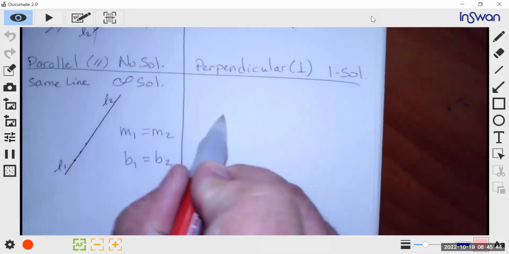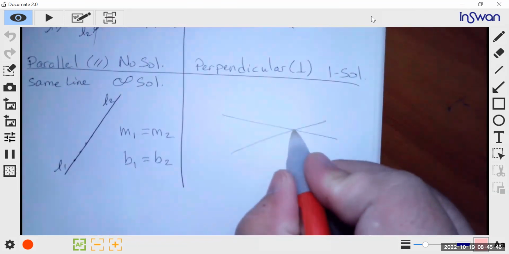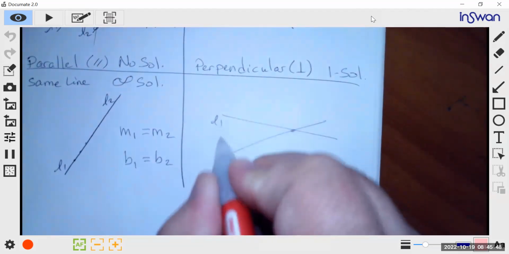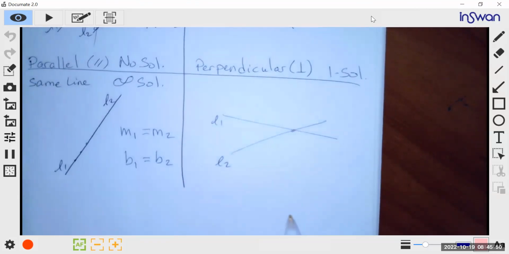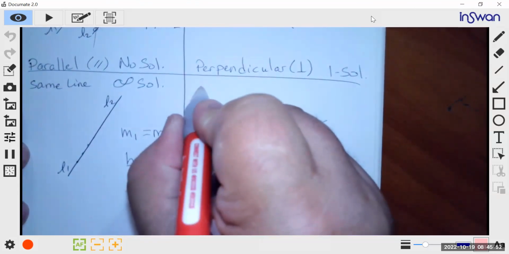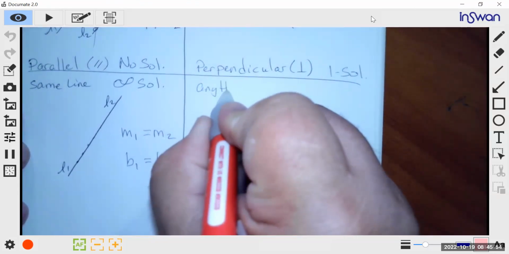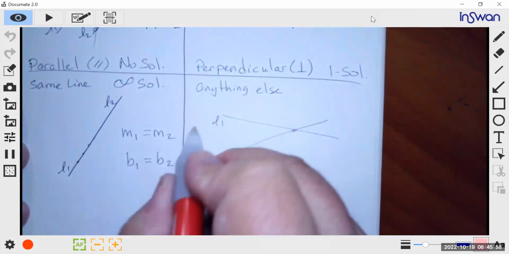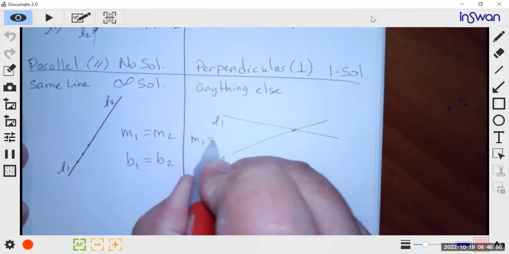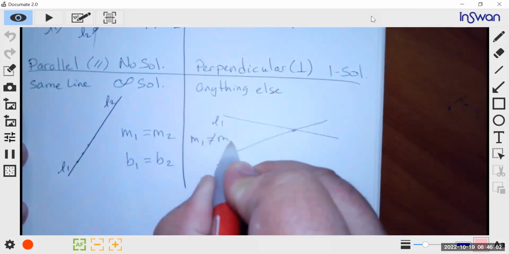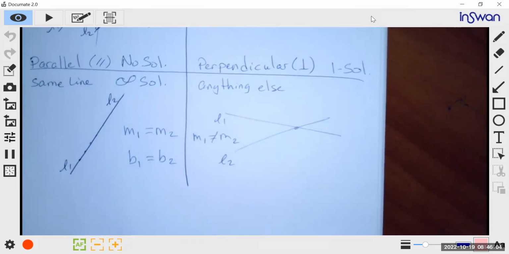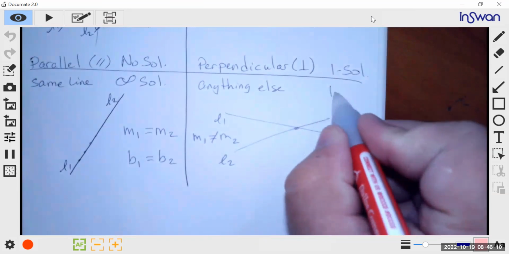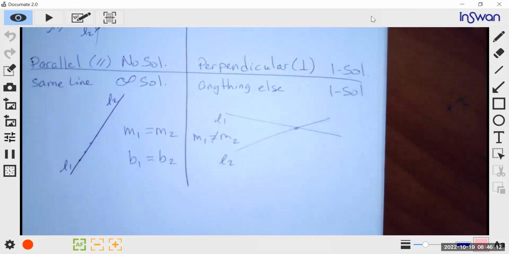Anything else, you have line 1 and line 2. Anything else, all we know is the slopes are not the same. If the slopes are totally different and not reciprocals of each other, then we know we're going to have one solution somewhere.